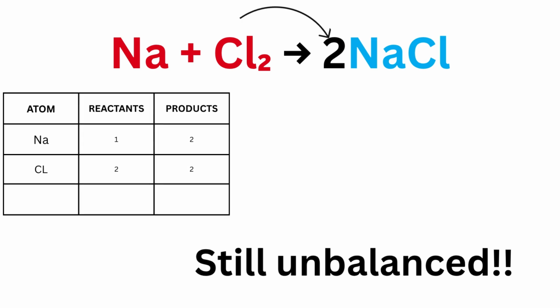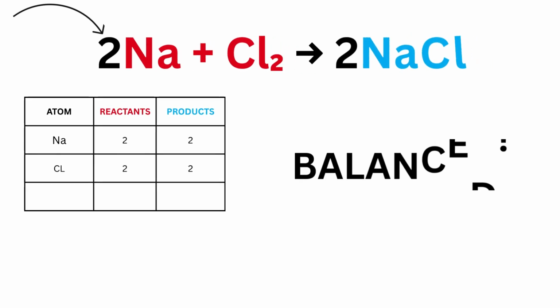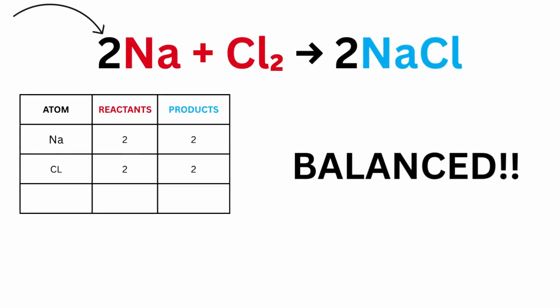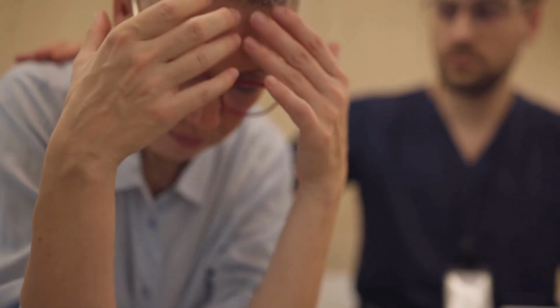This step leaves us with 2 chlorine atoms on both sides of the equation. However, the sodium remains unbalanced with 1 and 2 atoms on the left and right side of the equation, respectively. We then add a coefficient of 2 next to the sodium on the left-hand side of the equation, and just like that, the equation is balanced. Now we are moving on to more complex chemical equations.